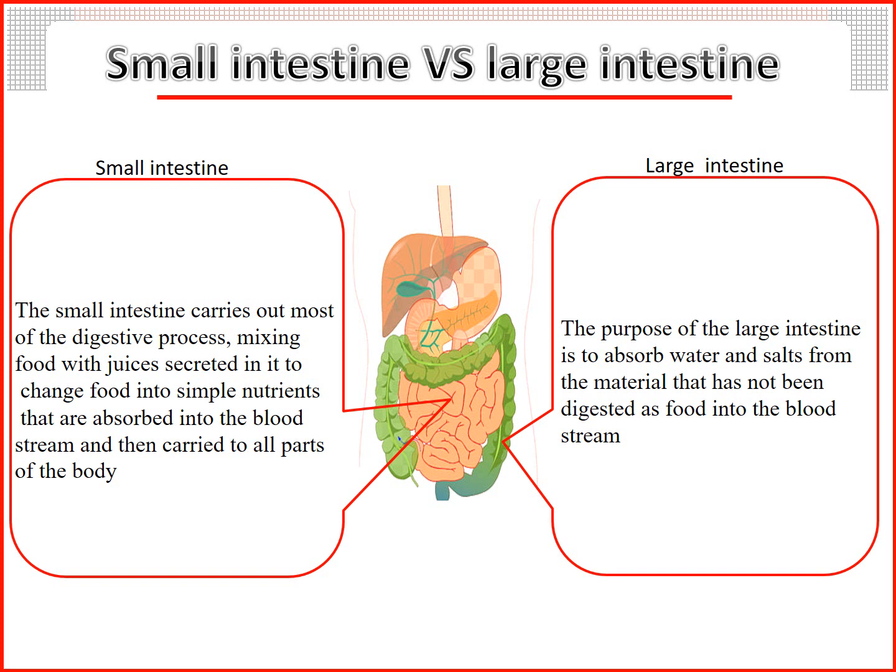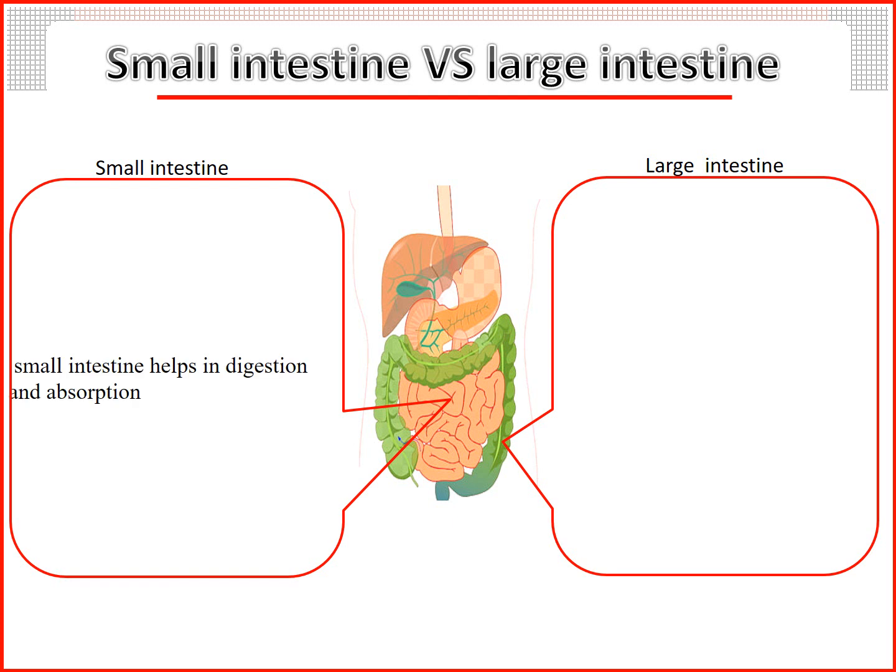While the purpose of the large intestine is to absorb water and salts from the material that has not been digested as food into the bloodstream and get rid of any waste products left over the body. Small intestine helps in digestion and absorption, while the large intestine helps in absorption and elimination of wastes.